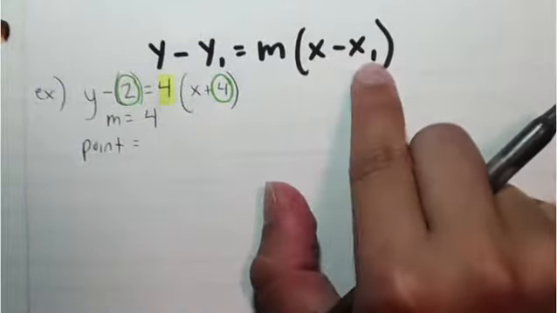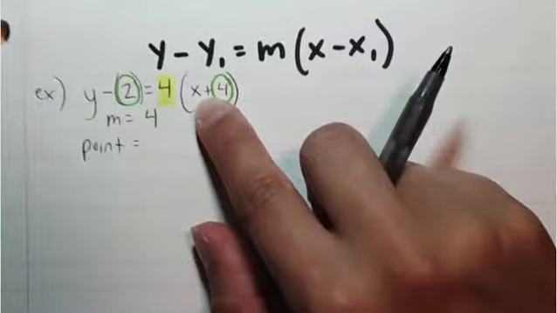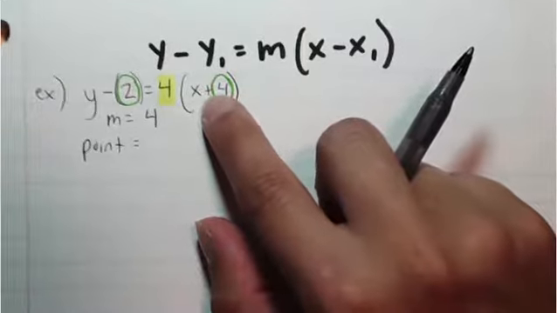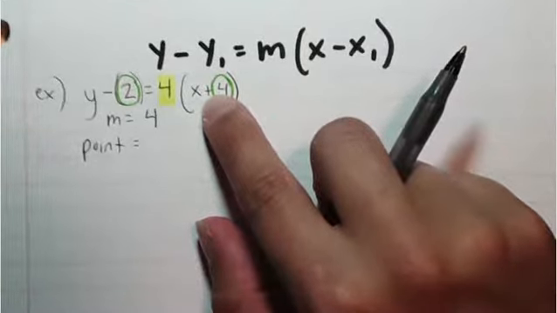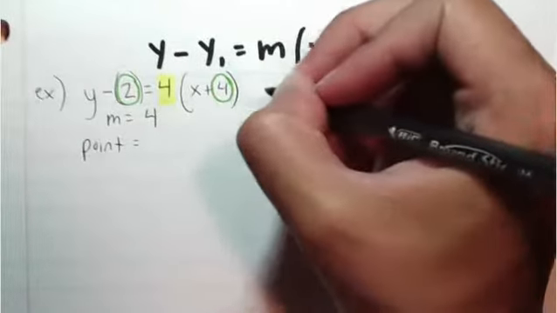This one is x minus x1. Well then, how did I get this plus sign here? It has to be x minus something. So the only way it could become positive is if that number was actually -4.